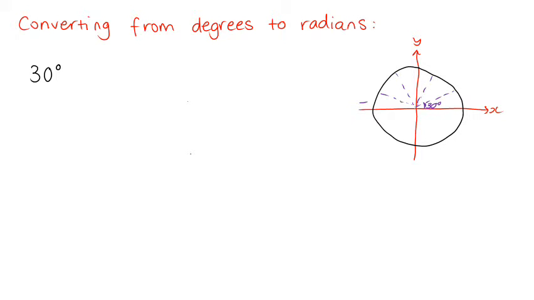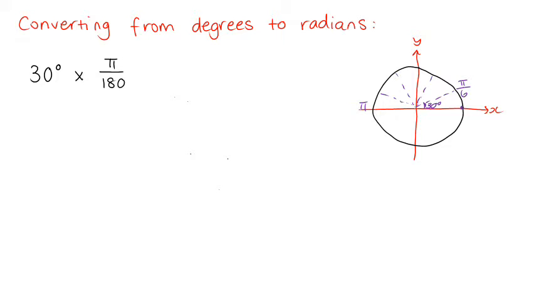Okay, so if this is pi here, we start here. How many sections is pi split up into? 1, 2, 3, 4, 5, 6. And this is one of those, so pi on 6. Times 30 by pi and divide that by 180. Exactly, yes. So what you do is you times it by pi on 180.